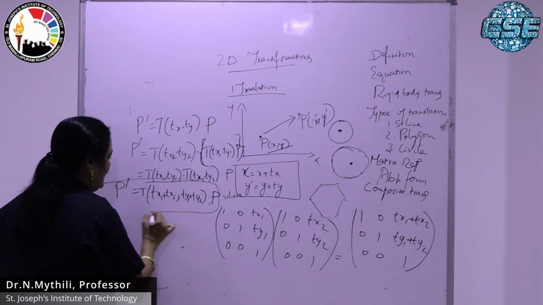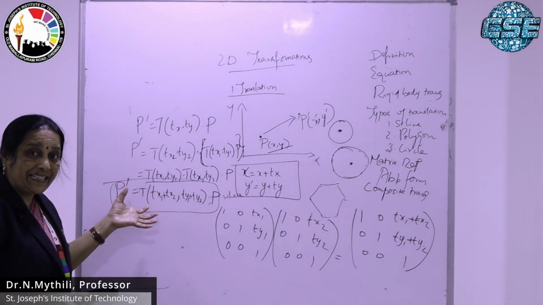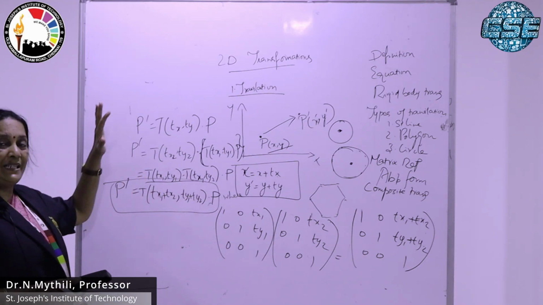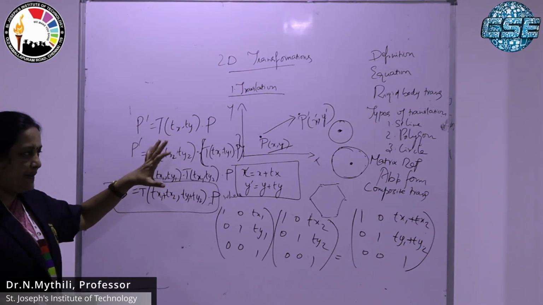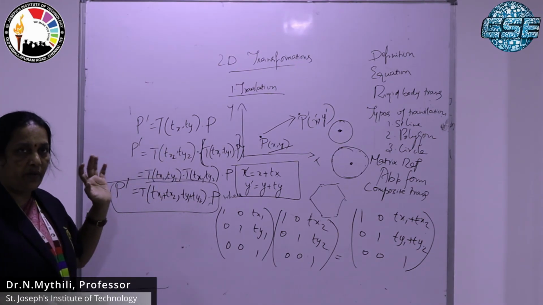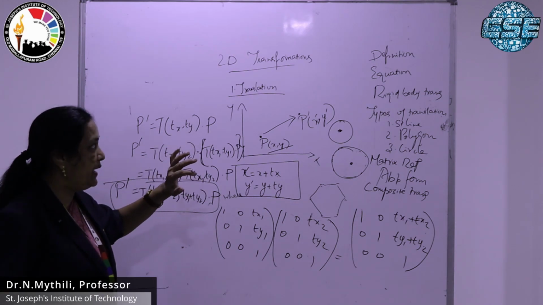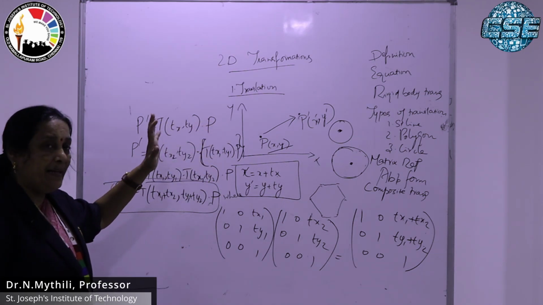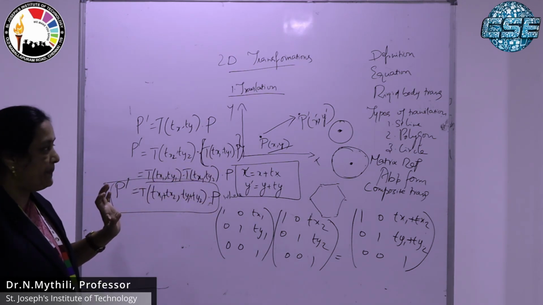So this indicates the composite transformation, or the successive translations, are additive. Okay, so this is what about translation. I hope you understand the full concept of translation. In translation, what we have seen is the definition of translation, the translation equation, rigid body transformation, types of translations, matrix representation of translation and the composite transformation, right?